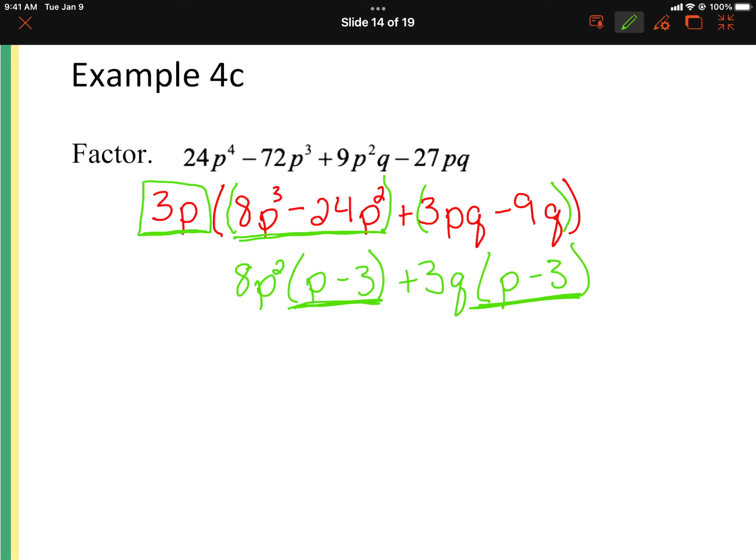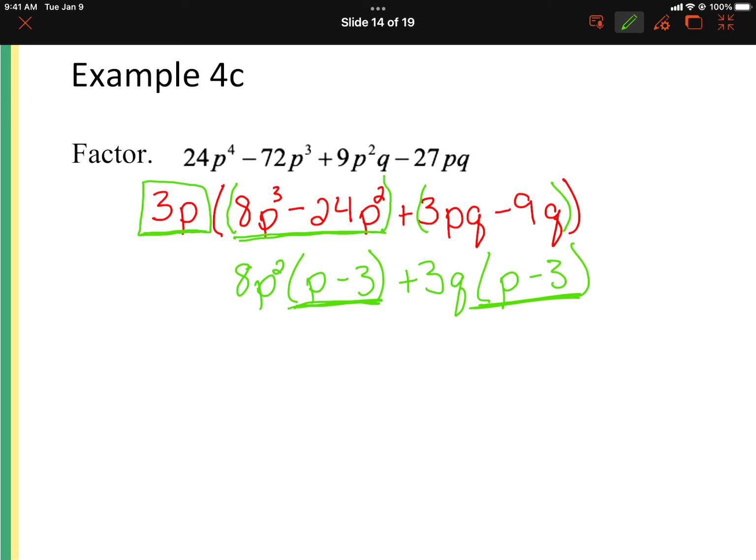Why couldn't we just, in the beginning, separate it into 2 things and divide it by 24p cubed and then by 3pq, and then you would have gotten the same thing in a lot less steps? You would have had to factor one more time at the end because the factors would have had something in common again. You can, and factor the GCF out again at the very end.